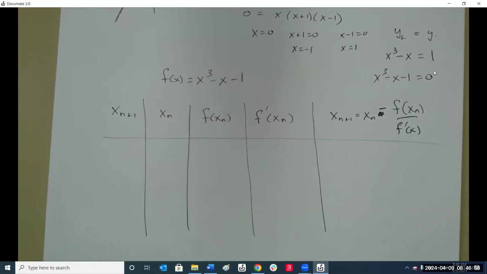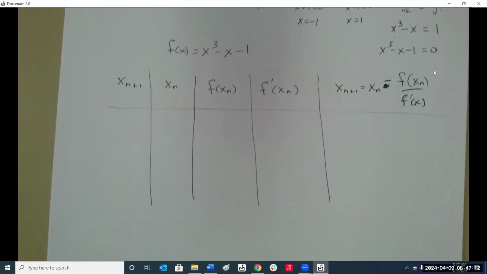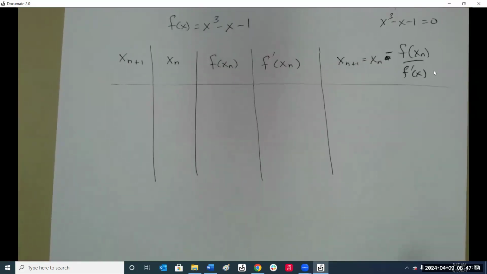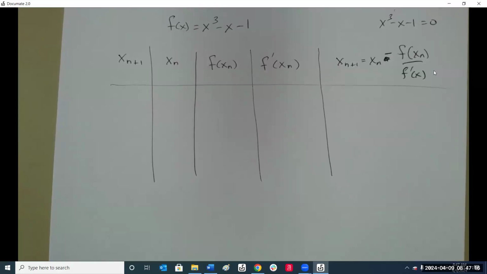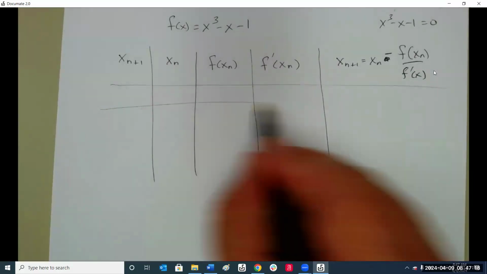But I was looking at your eyes and you're wondering, where did you get that equation from? But you have the function, it says where it crosses the y-axis, the y equals 1. So those are all the important factors. That's that. And this is where you begin.